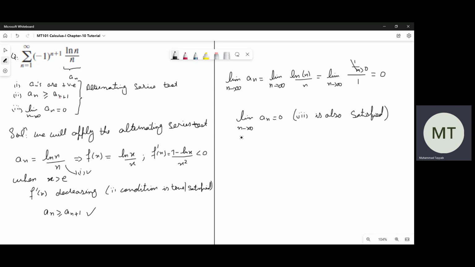Third condition also satisfied. So we have proven that all the three conditions of the alternating series test are satisfied. So therefore, we can say that the series converges.